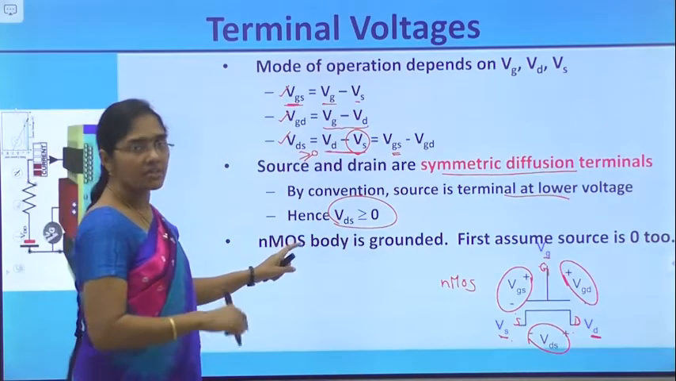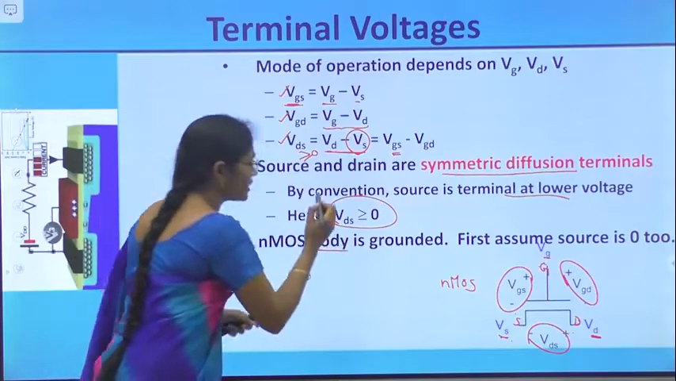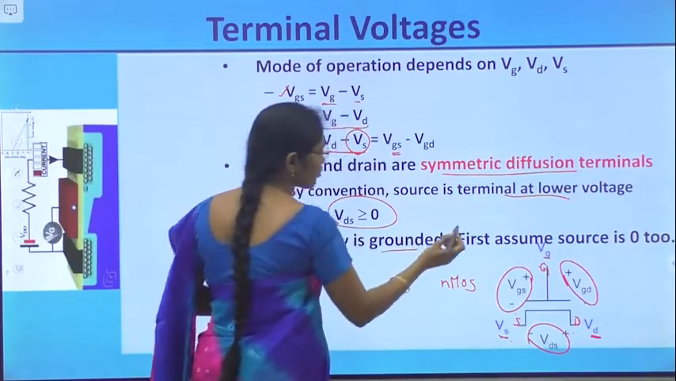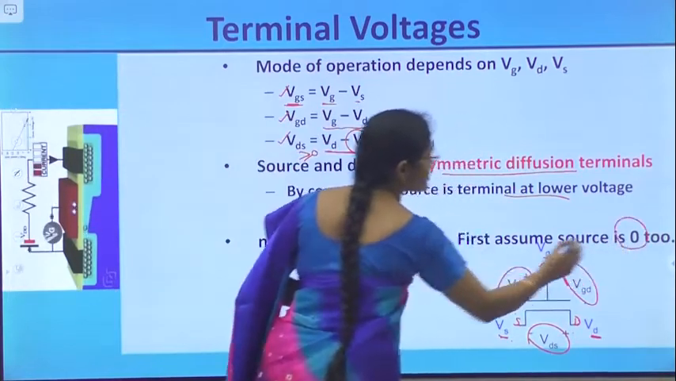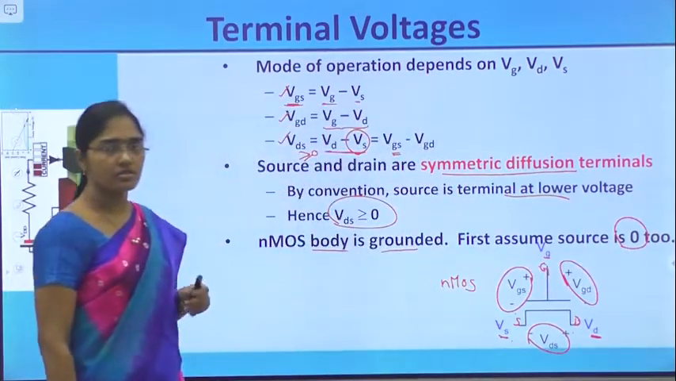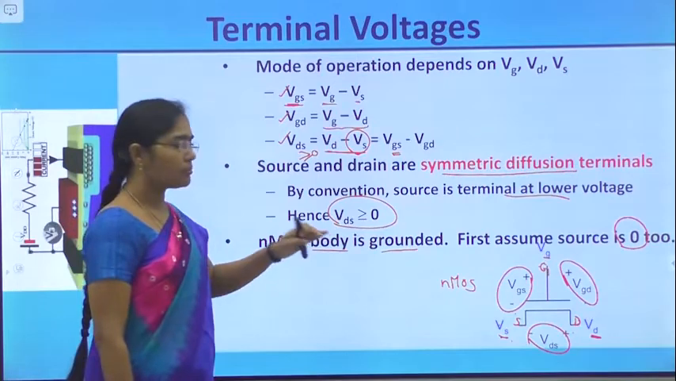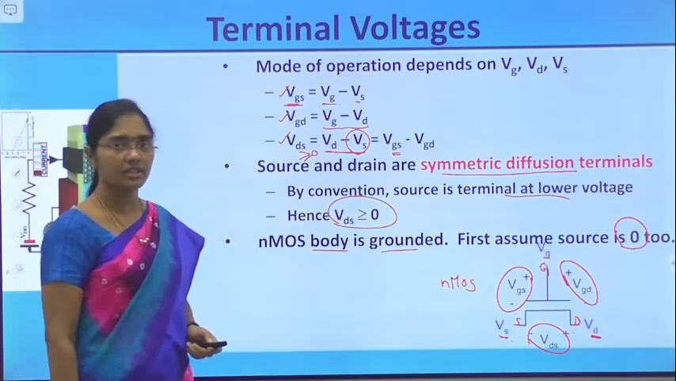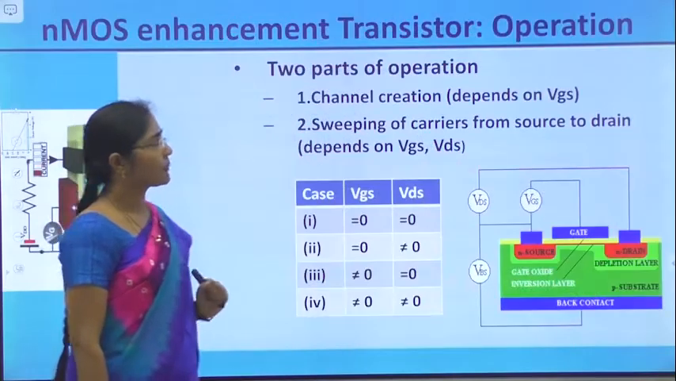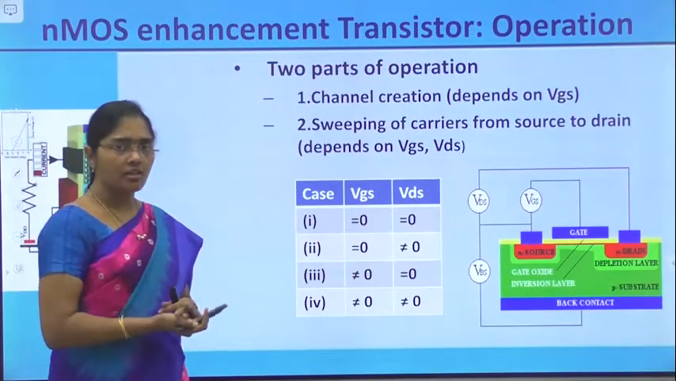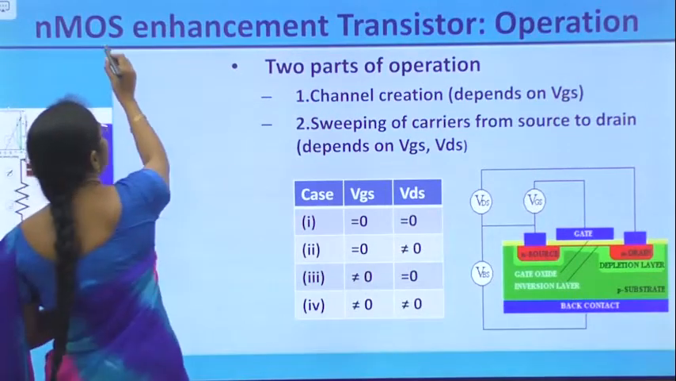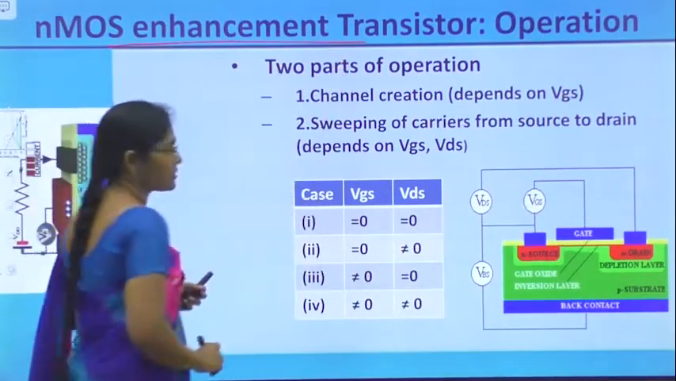And for the nMOS transistor, the bulk terminal, the body, is always grounded, and VS is also assumed to be 0 always. So, the source is at 0 and the bulk is also at 0 for the nMOS transistor representation. Let's see the operation part, the operation of the nMOS enhancement transistor.